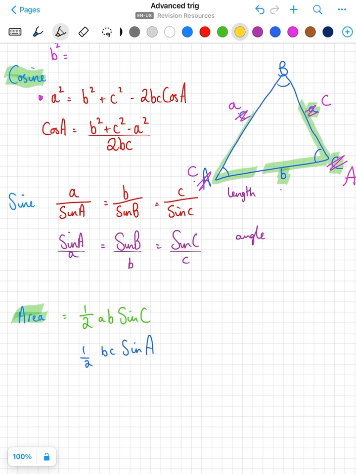Now, how we look for the sine rule, I call this the pairs rule. What you're looking for, let's say we're trying to find side a, you must know angle A and you must know at least one other pair, so side b and angle B. Now let's put these rules into practice.